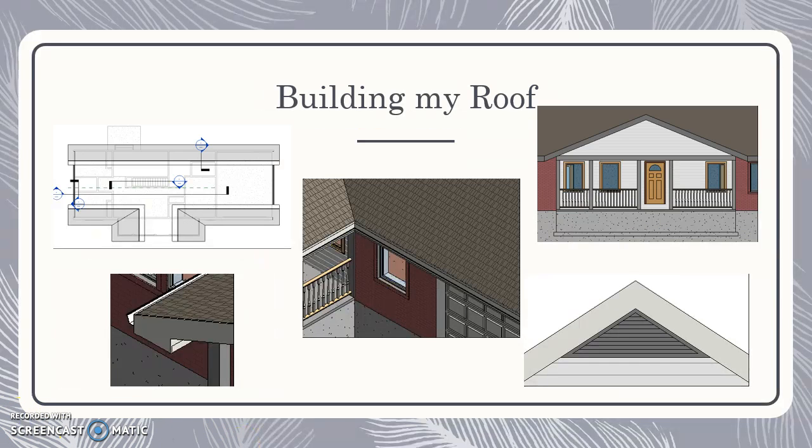The final part to building my house was to do the roof. I did a gable roof with fascia board, gutters, and soffit, and the roof vents. I also had to add walls right underneath my roof, and this was probably the most difficult part for me because I had to just keep editing my roof, and it was just very difficult for me.